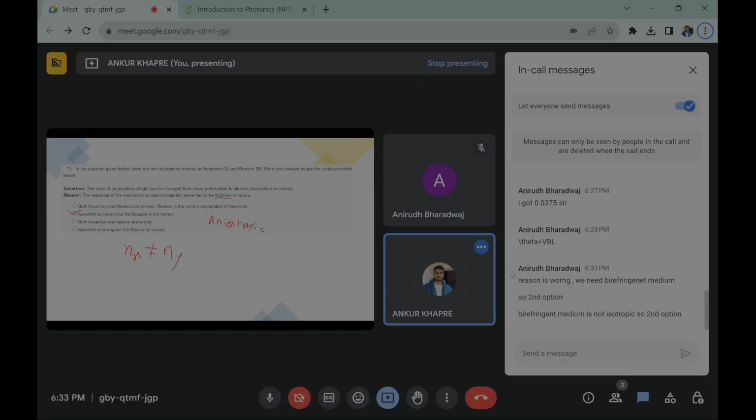Okay. Yeah, a birefringent medium is not isotropic, so yes, we can say it is an anisotropic medium. Okay, now we'll go for the next question.